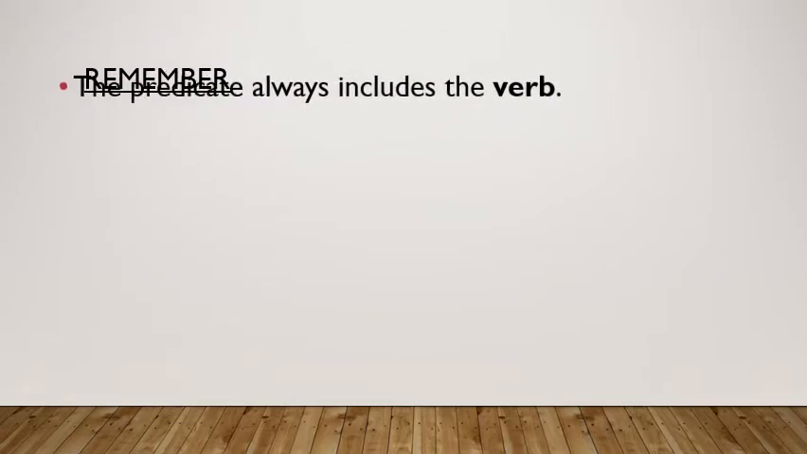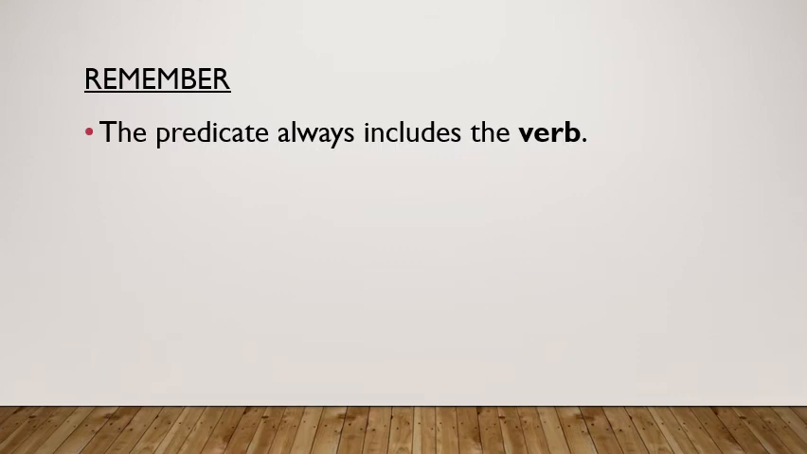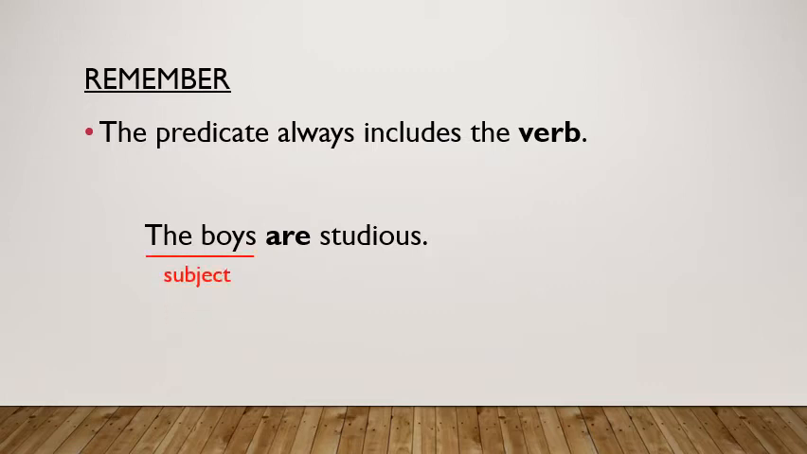There's one thing to remember here. The predicate always includes the verb. Let's look at the example. The boys are studious. So the boys is the subject, are studious is the predicate, and are, which is the verb, is always the part of the predicate.